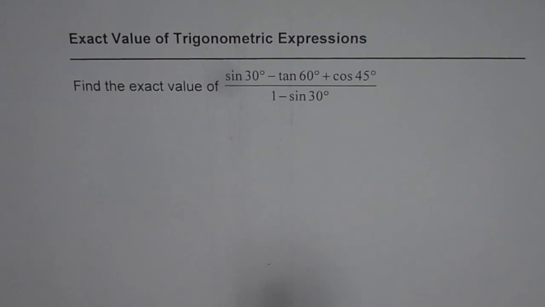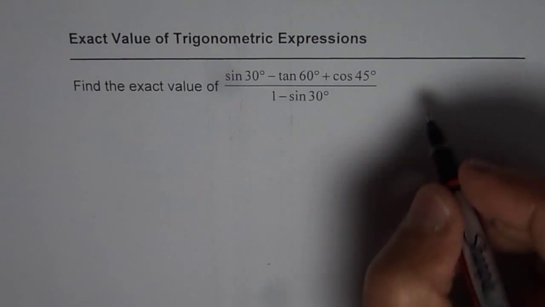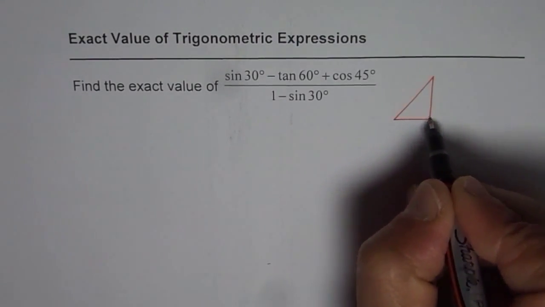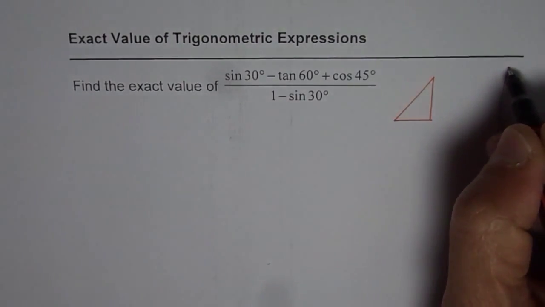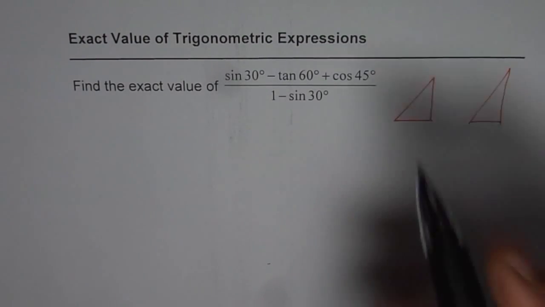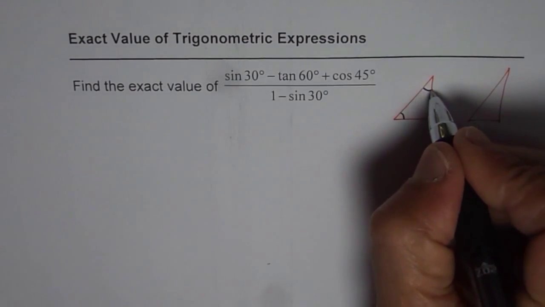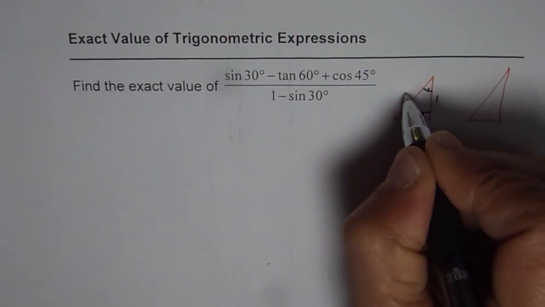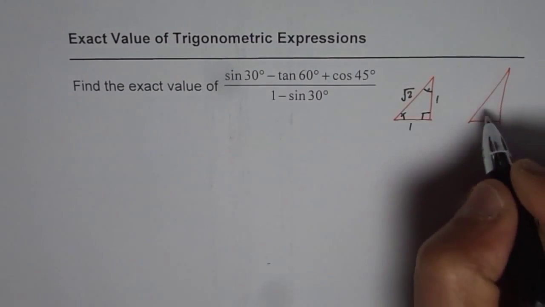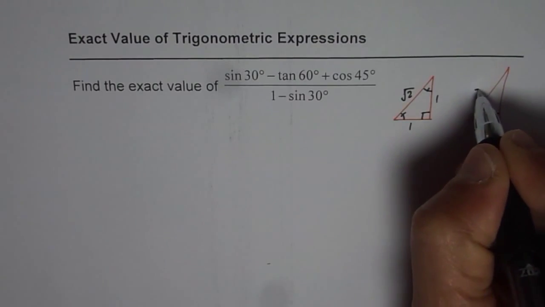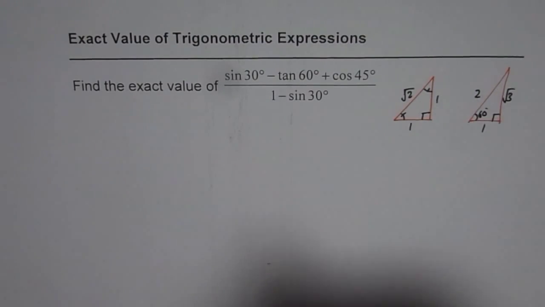So for this we need two special triangles. One of them is the 45 degree one, the other one is the 30, 60, 90, right? So let's sketch these triangles and then we will see how to find the values. Let us say this is the 45 degree one. These two are equal angles, so they have to be 45. Sides will be 1, 1, square root 2. And this one is 60 degrees, this is 90, and the sides are 1, 2, square root 3, correct?